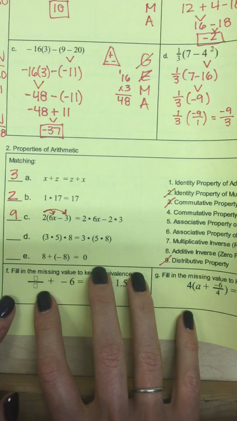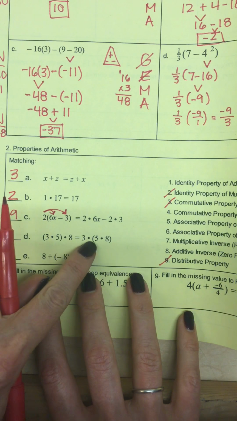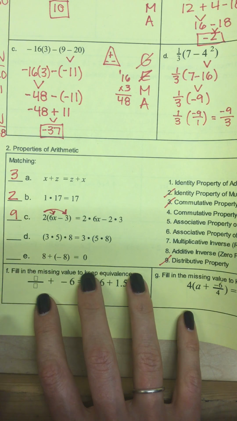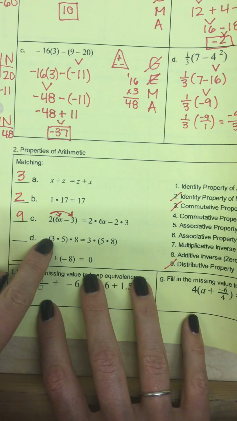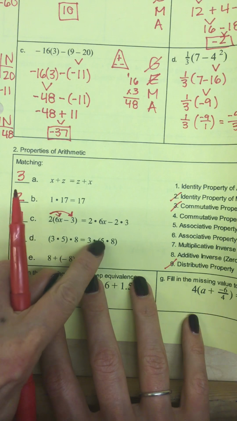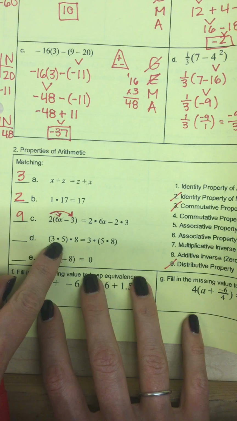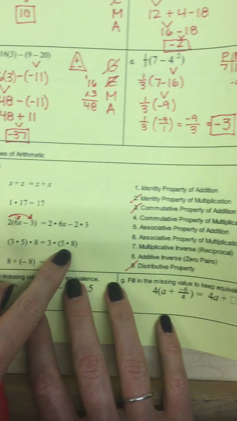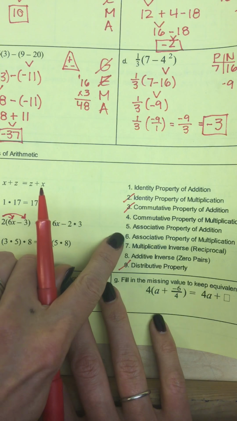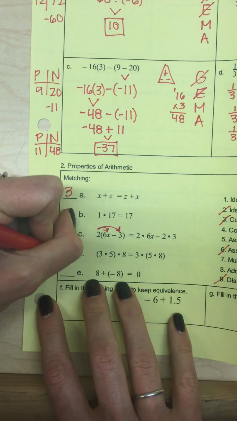Okay, D. We have 3 times 5 times 8 equals 3 times 5 times 8. This is multiplication, so I already know I can ignore all my addition options. Notice that the order doesn't change. I have 3, 5, 8. I have 3, 5, 8. All that changes is how they are grouped together. Here it's the 3 and the 5 that are grouped together. Here it's the 5 and the 8 that are grouped together. When we change the groupings, we are using our associative property. So we're going to be using our associative property of multiplication, option 6.